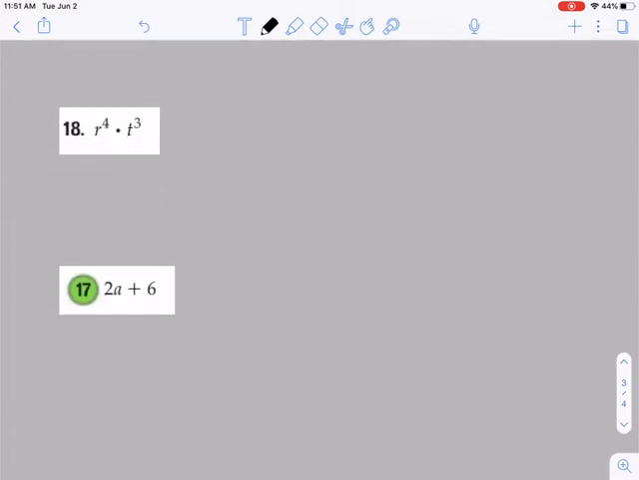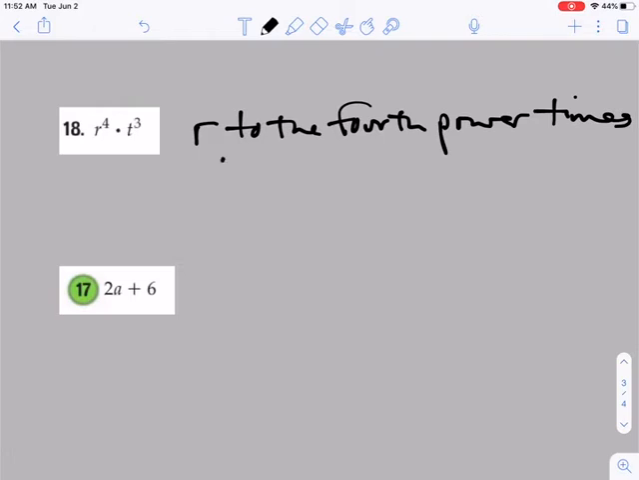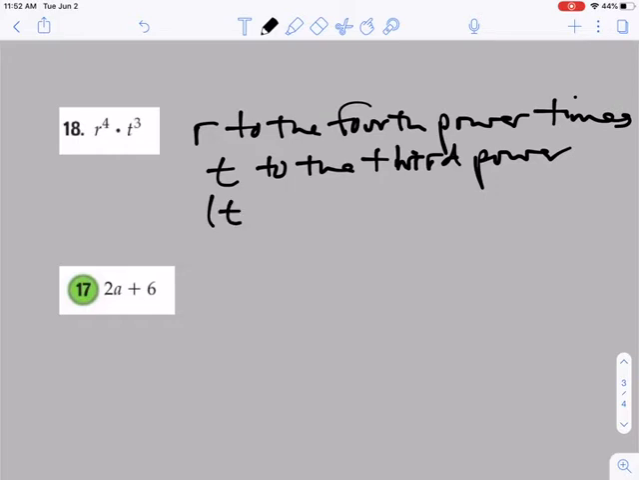All right. So 18, we've got r to the fourth power and t to the third power. So you could say this is the product again, or let's use times. Let's say r to the fourth power times t to the third power. And you could also say t cubed instead of t to the third power, that would work too.